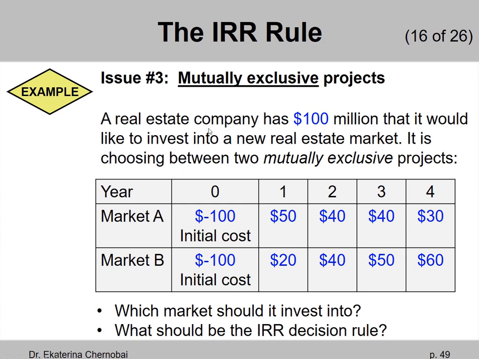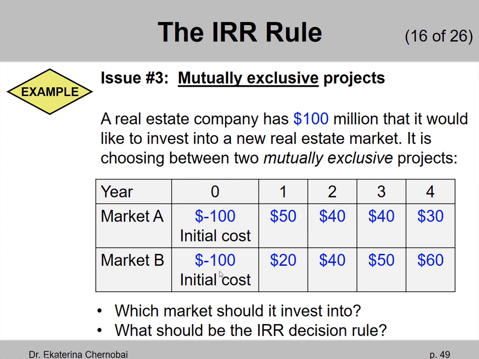So let me first read what the problem says. A real estate company has $100 million that it would like to invest into a new real estate market. So maybe buying a few buildings in some geographic region. It is choosing between two mutually exclusive projects. Market A would generate $50 million in 1 year, $40 million in 2 years, $40 million in 3 years, and $30 million in 4 years.